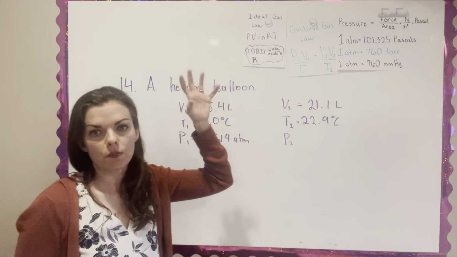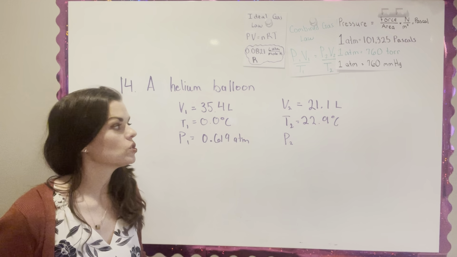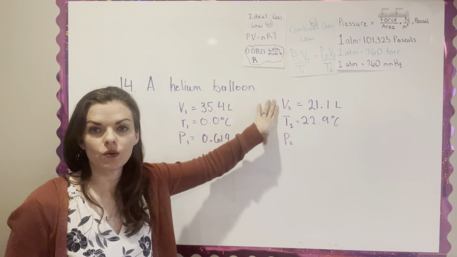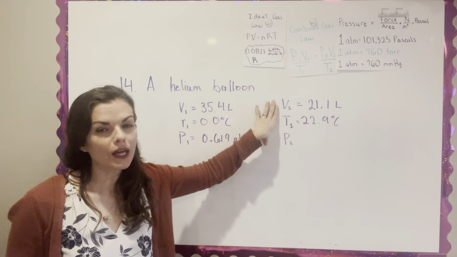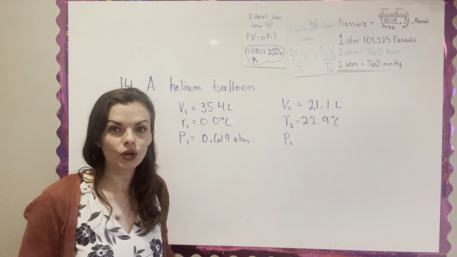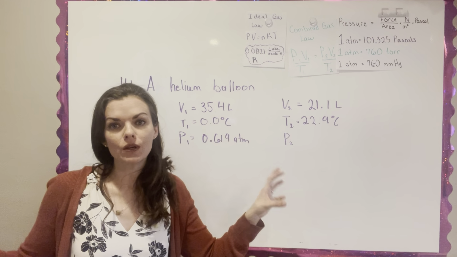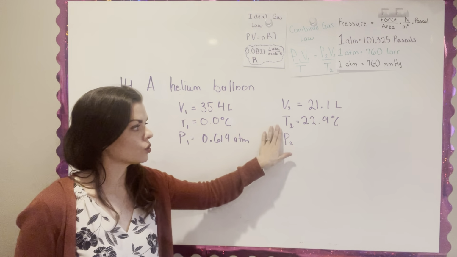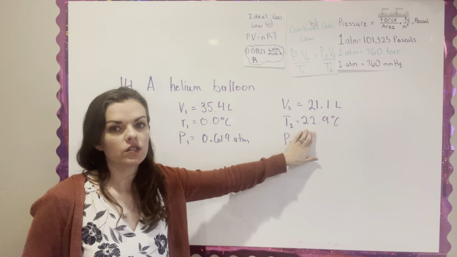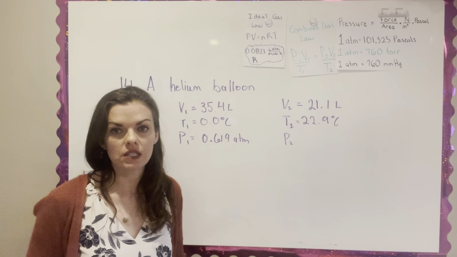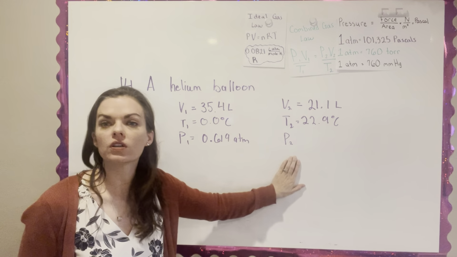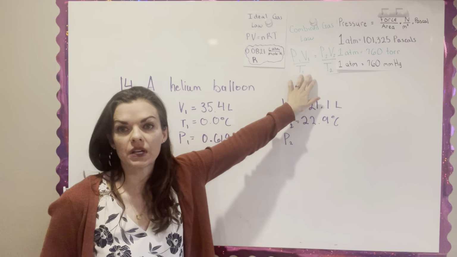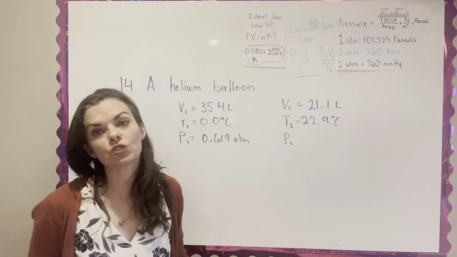So that helium balloon's up in the air and it's coming down. As it comes down, its volume is decreasing to 21.1 liters. And if you think about it, it makes sense because as it gets closer to Earth, there is more pressure outside pushing into the balloon, so the volume is going to decrease. The temperature is getting warmer, going to 22.9 degrees Celsius, and its pressure is what we're looking for. So we're going to use the combined gas law because I've got one balloon and I'm changing its scenario.